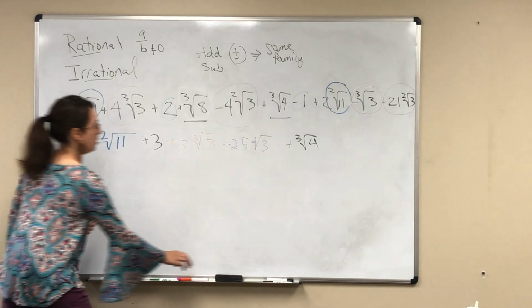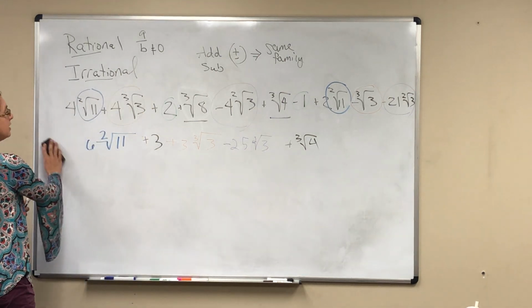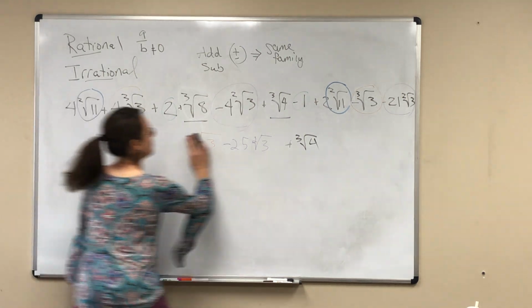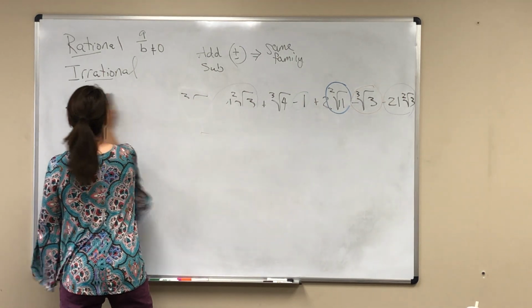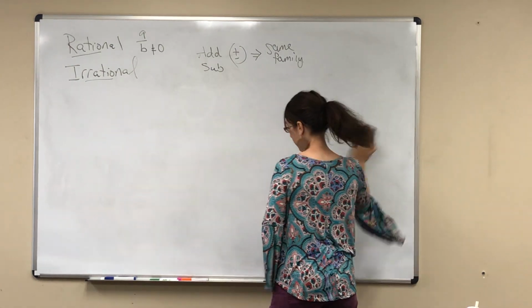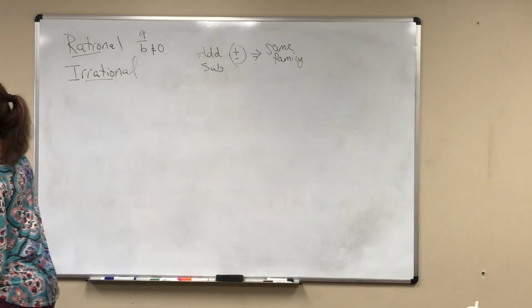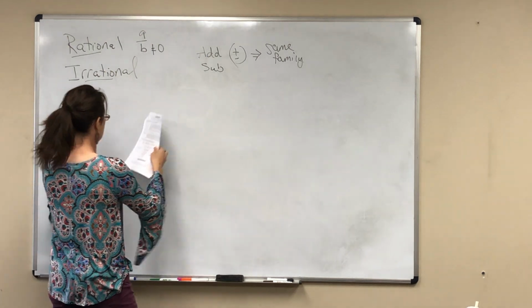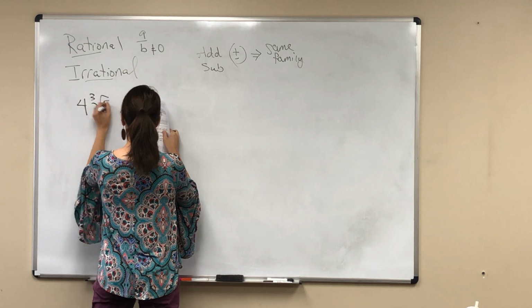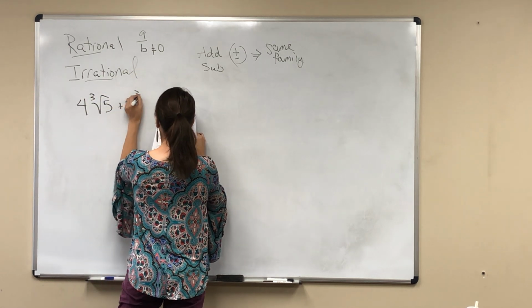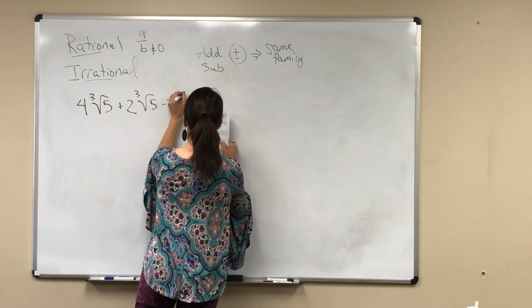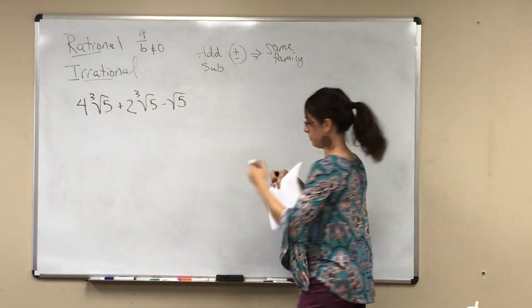Okay. We're gonna work the rest of these. Everybody got this one written down? Alright. Let's work through the next one. 4 cube root of 5 plus 2 cube root of 5 minus cube root of 5. Alright, who wants to do that one?